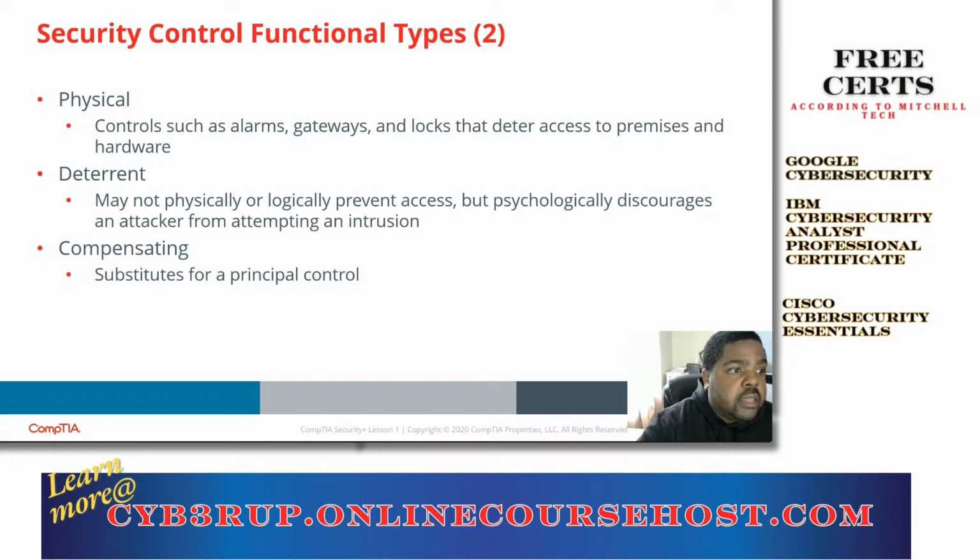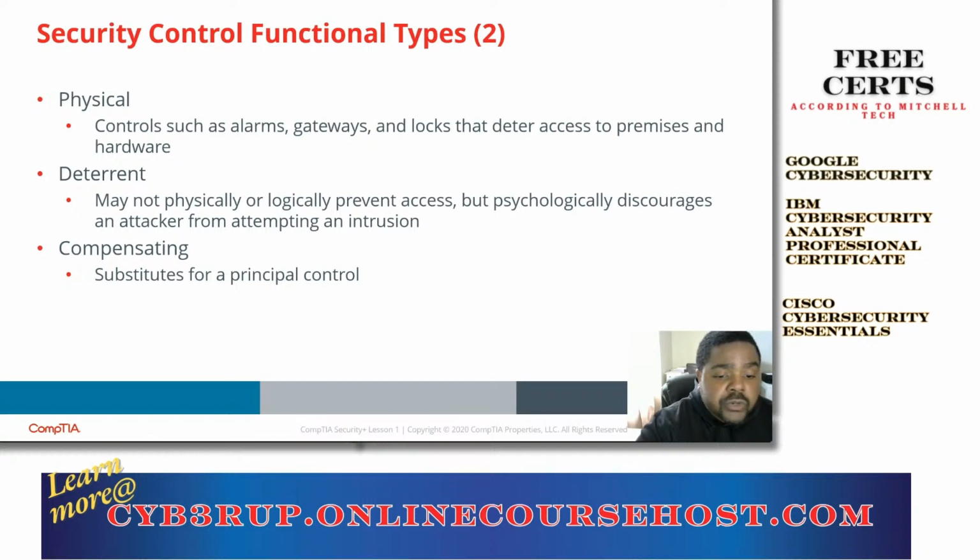We can also put in controls that can be physical, we can have deterrence, and we can have a compensating control. A physical control will be more like your security locks. You can have fences put up. We can have security guards with a TV at their desk so they can monitor everything. Those are examples of physical controls we can always put into place.